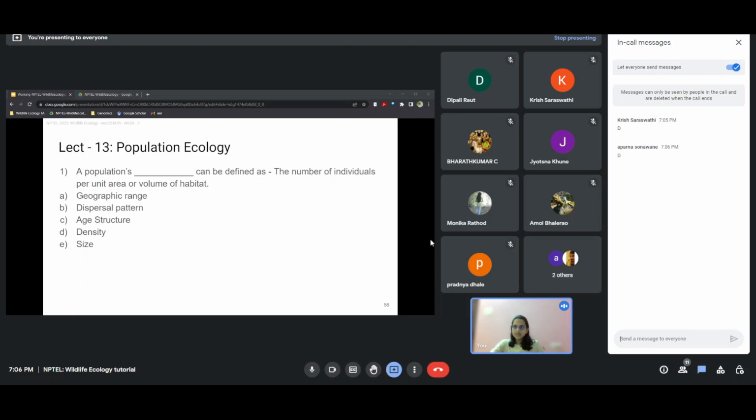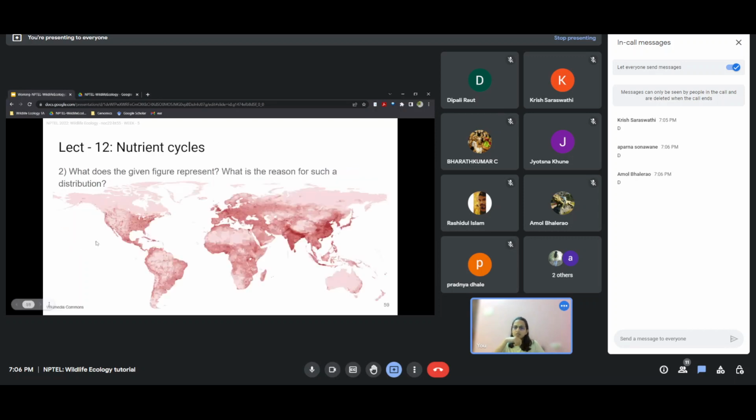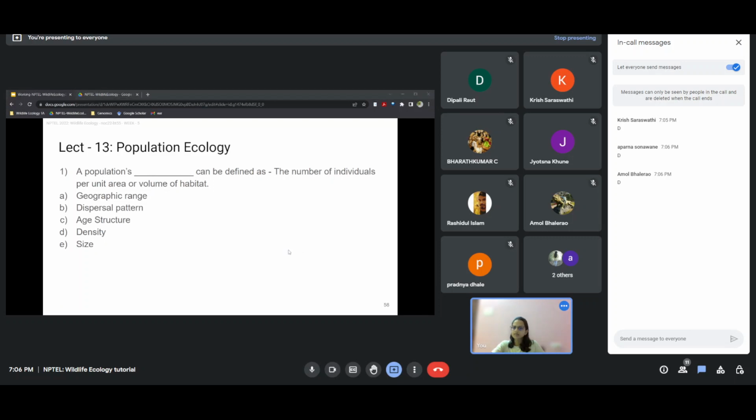All right, so Krish says D. Aparna says D. Anyone else? Ma'am, D, density. Density, okay, yeah. Anybody else feels it is something other than density? Everybody feels D? All right, great. So yes, it is actually D. When you have a number of individuals per unit area, that per unit area gives you a clue of what it could be. The number of individuals per unit of area taken is called density.